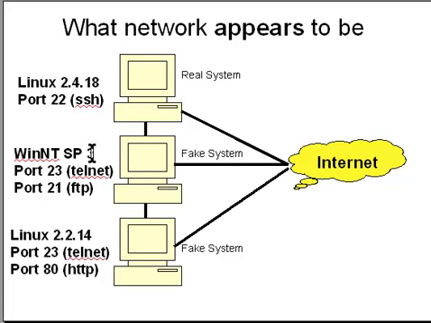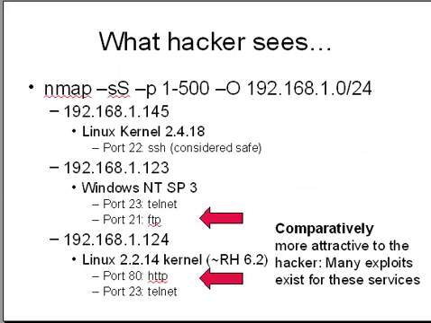It's got old patches. I mean, right now the most up to date patch for Windows NT is 6, and you have a very old Linux kernel. So you would think that the attacker would know this and would spend most of their resources trying to attack these systems. So the attacker would once again run this using nmap. They would see this system, they would see this system, and they would see this system. So these would be comparatively more attractive because there's more exploits that exist for these services.